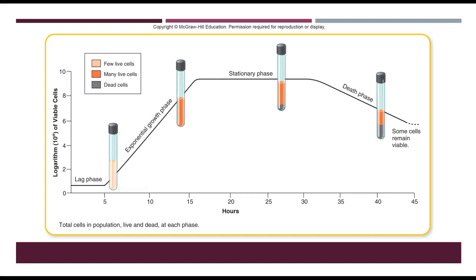So you can see the lag phase at the beginning. The cells are adjusting to the new environment. They're growing, getting the nutrients they need. And then we have the exponential growth phase where they are growing, reproducing geometrically. Top of the curve is the stationary phase where we have equal numbers of birth and death, and then finally the death phase.